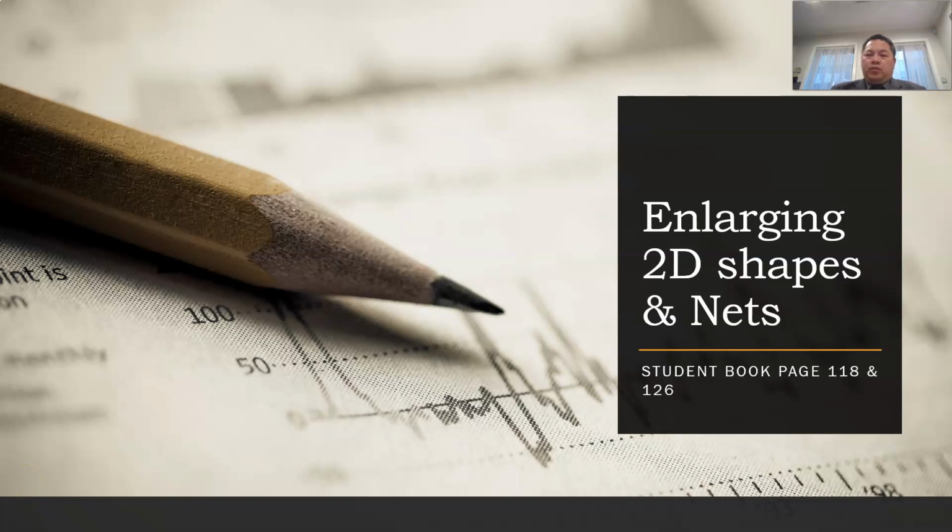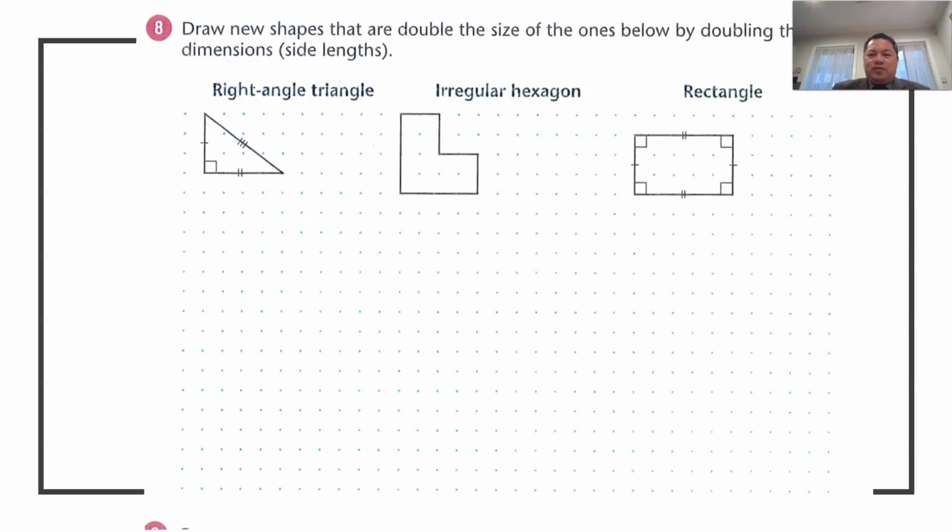So today we are going to move on to two concepts which I think are quite enjoyable. First is on enlarging 2D shapes, and at the same time also learn how to reduce the size. And last but not least, we'll be learning about nets. How do we find the skeleton of a 3D object? Okay, so moving on to this page on 118.